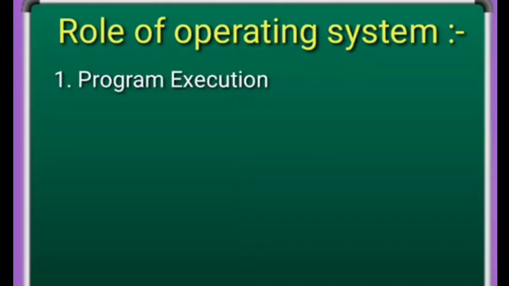Program execution means the operating system is responsible for executing different programs, whether it is the program written by the user, or the programs written on the system, or some special programs which are written and required for the functioning of the computer. Whatever program is written in the computer, either for the benefit of the user or for the working of the system, all that execution is done by the operating system. Operating system is only responsible for executing all those programs.